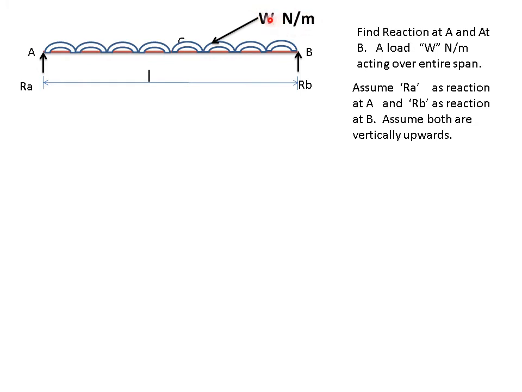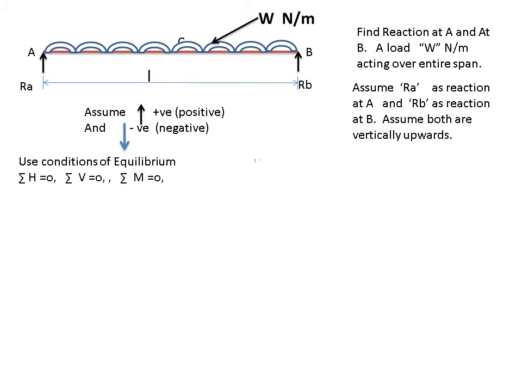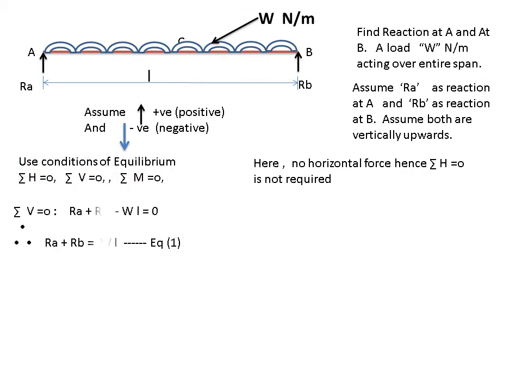If you have to calculate the load, you have to multiply this intensity by the span on which it is acting. So if I am asked what is the load acting on the beam, it will be W multiplied by L. So WL will be the total load. Now again, the same assumption: assume RA and RB as reactions at A and B. They are going vertically up. My assumption is vertically up plus, vertically down minus. Use conditions of equilibrium. Again no use of this one. I have to use only these two equations.